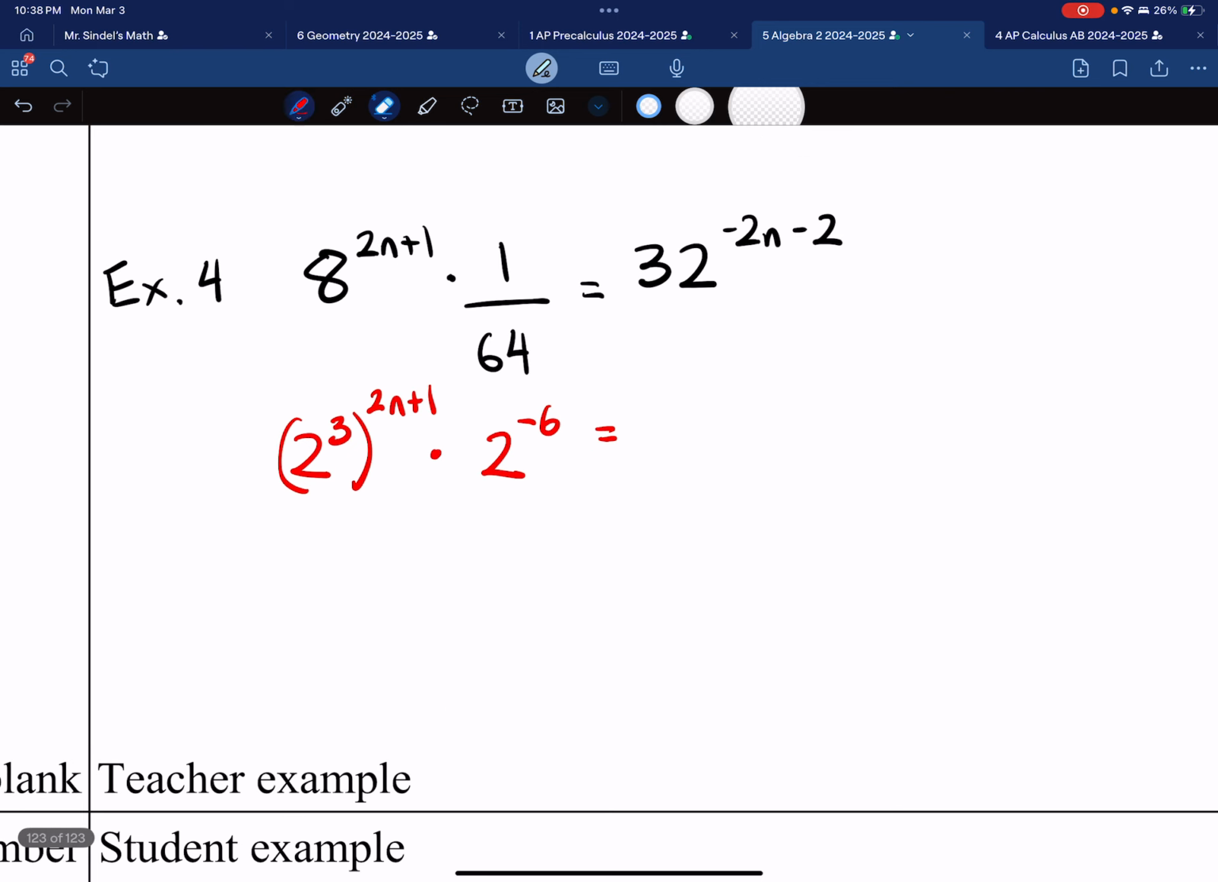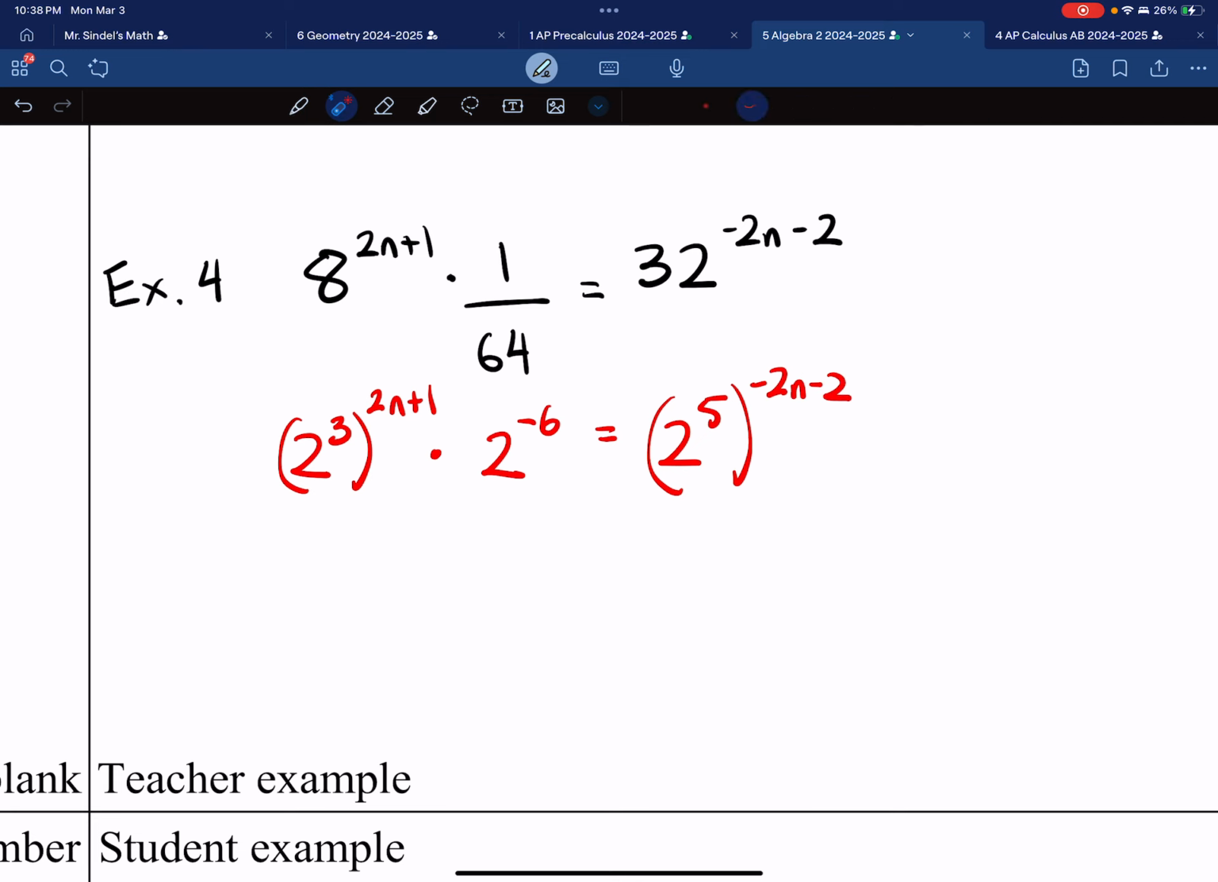To get 32, it is 64 divided by 2, which means it's one less copy of 2. Instead of a power of 6, it's a power of 5, and I can say that this is 2 to the power of 5 is 32. Again, this is still to the power of negative 2n minus 2.